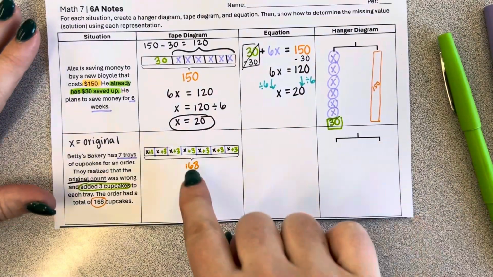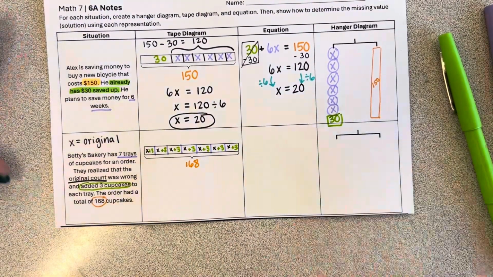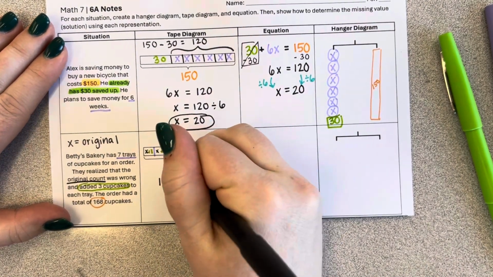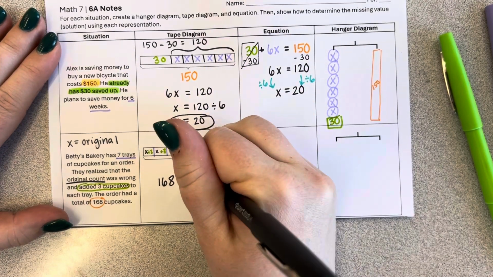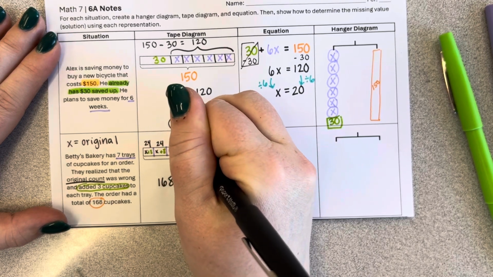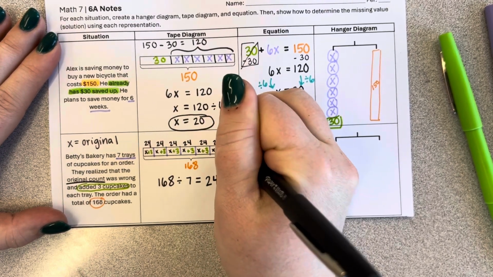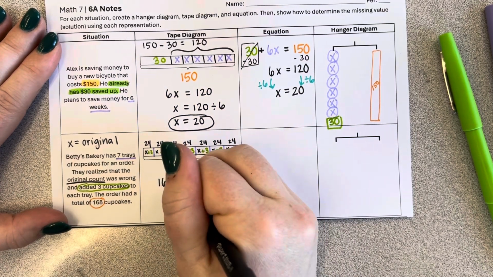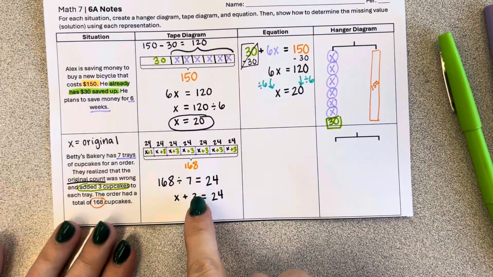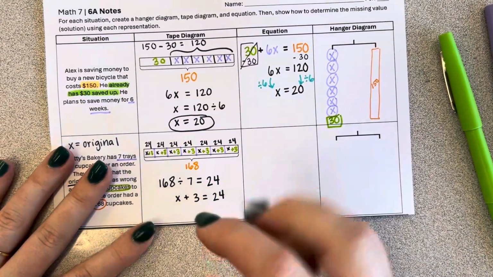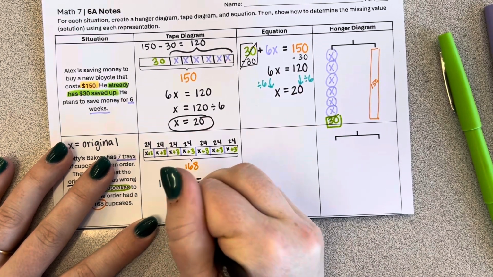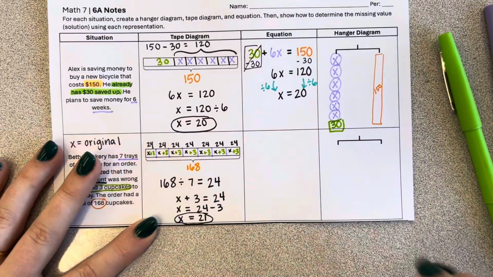So in a problem like this, I see that all of these are the same group, so I can take 168, our total, and divide it by the 7 trays, which would mean each of my trays had 24 cupcakes on it at the end. So I'm going to put 24 above each section, which means that X and 3 is equal to 24. And since I am adding 3 to that unknown, what we started with had to be less than 24, so X is going to be 24 minus 3, which means they started with 21 cupcakes.